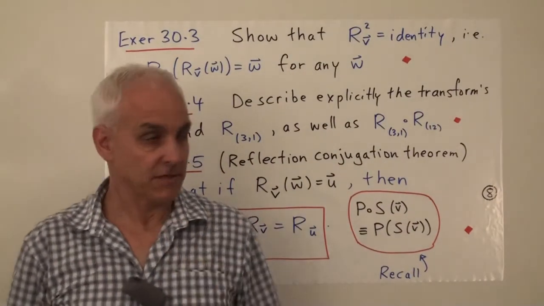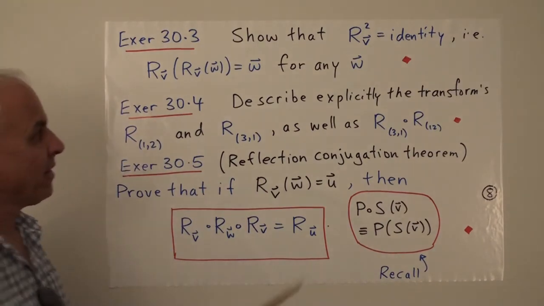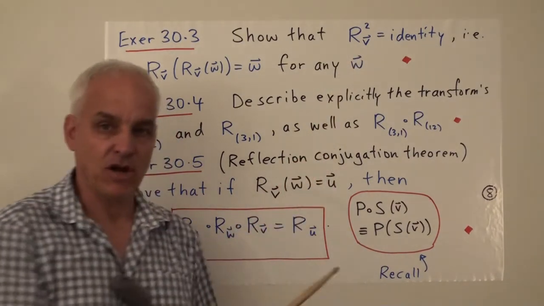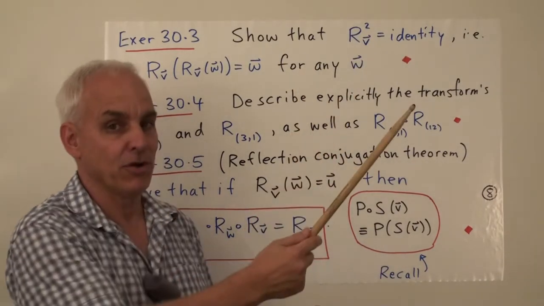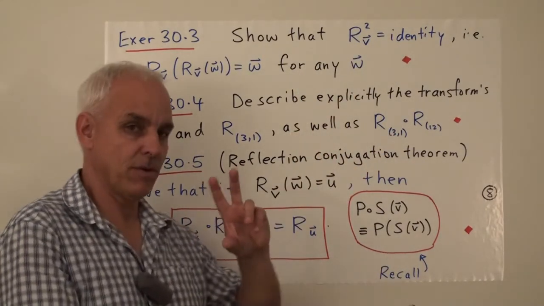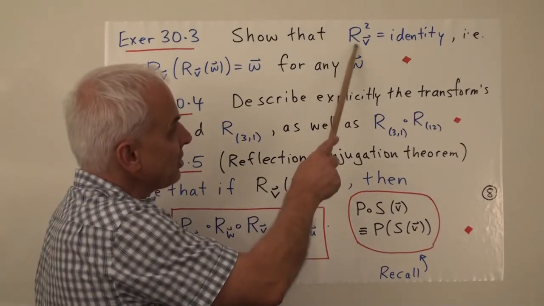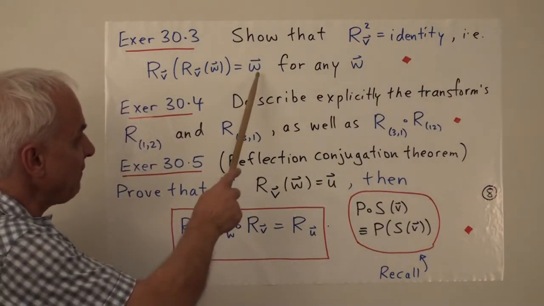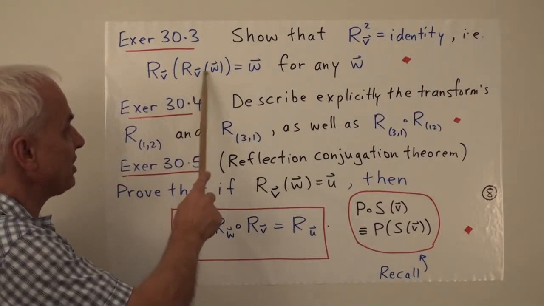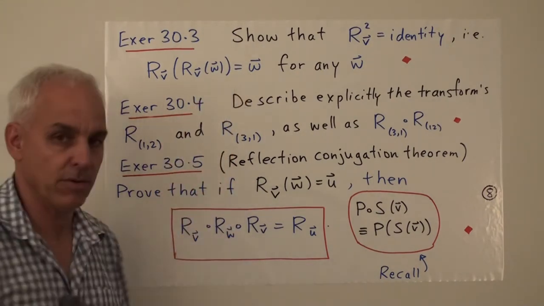Right, so here are some exercises for you. First of all, show that one of these reflections, r sub v, is what we call an involution, which means that if you do it twice, you get back to where you started. Or algebraically, r sub v squared equals the identity. And what that means is that if you take any vector w and you apply r sub v to it, and then you apply r sub v again, you get back to w.